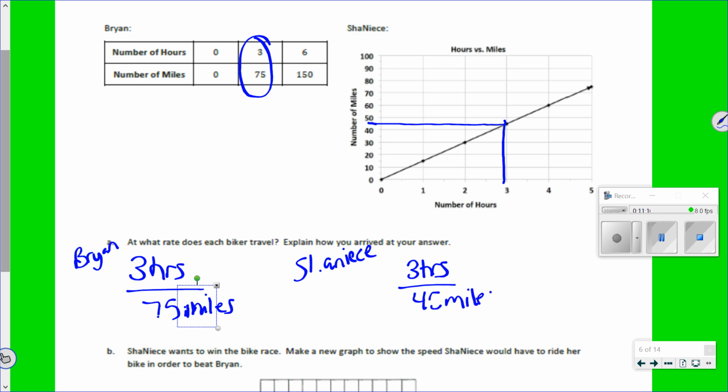If they asked us to give them the unit rate, what would we do to each of these? Subtract? Or divide, so that the hours. I would divide them by 3 to get to 1 hour, yes?